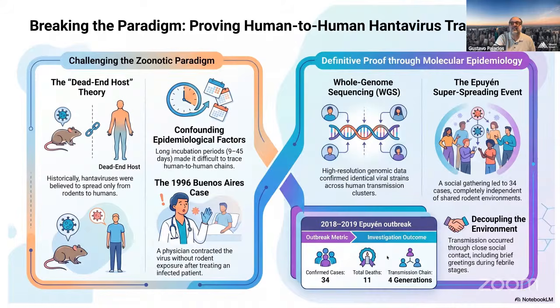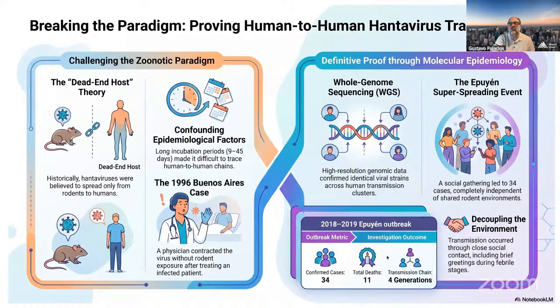This is obviously a change of paradigm, which always takes time. Essentially, the problem was that all other hantaviruses have a dead-end host historically, and they were never believed to spread in other ways. There are significant confounding epidemiological factors, because the long incubation period made it difficult to trace what could be human-to-human chains. In the majority of the cases, the people involved are living together or are healthcare workers, so it's very hard to unequivocally say that they were not exposed to the same environment.